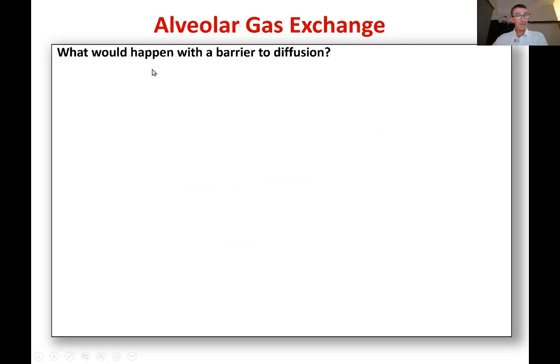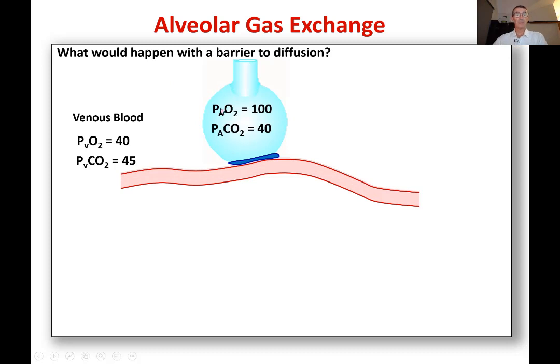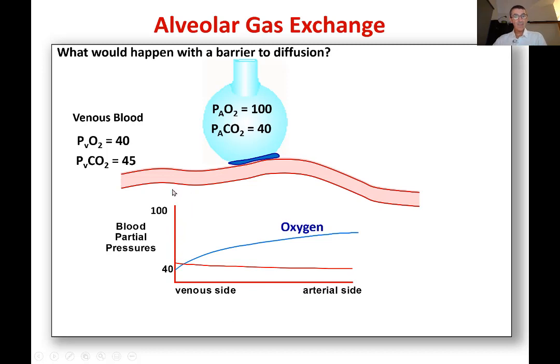What would happen if there was a barrier to diffusion? Okay, so now you're breathing perfectly normally. You've got alveolar oxygen pressure at 100, exactly where you want it. Alveolar carbon dioxide pressure is at 40, exactly where you want it. Venous blood is coming back, but there's a barrier here. So now then, when the blood flows past the alveoli, rather than rapid equilibration, it takes the oxygen pressure considerably longer to equilibrate because there's a thicker barrier there.